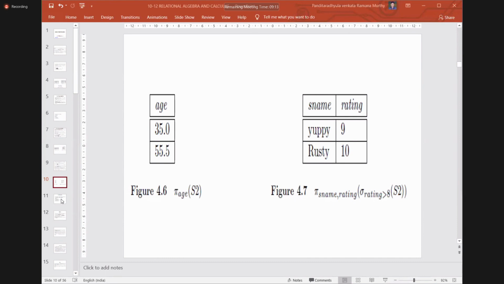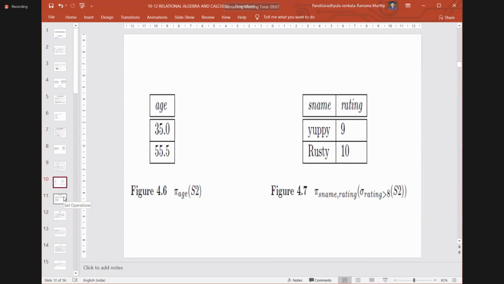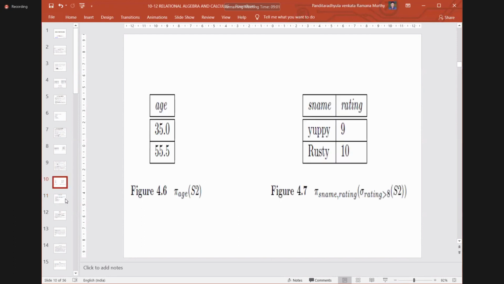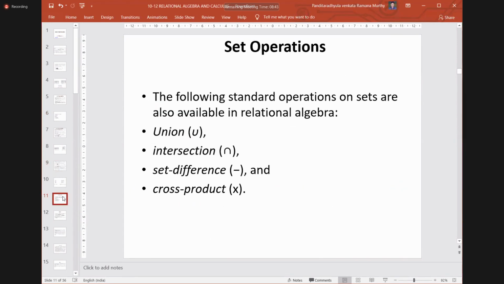Right. In the next class, I will explain the various set operators in relational algebra. Clear? Here I explained the select operator and the project operator, the basic operators. The union, cross product, and difference we call set operators. I will explain the set operators in the next class.